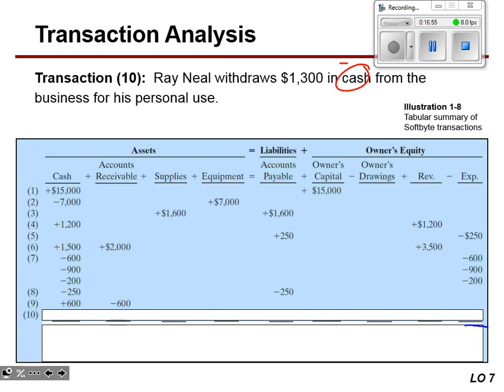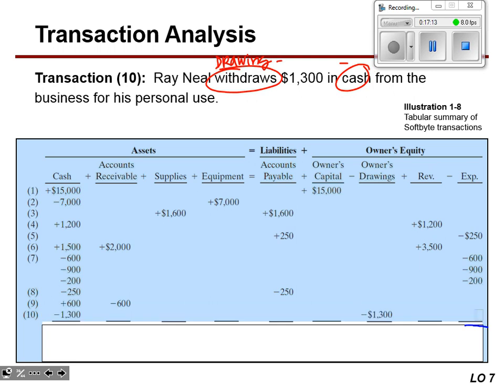Ray Neal withdraws. That's your other account that's called drawing. Is drawing going to positively or negatively impact owner's equity? Ray Neal is sitting happy, but SoftBite is going to see a little bit of a hit. Okay, so you're going to see cash go down by $1,300, and you're going to see owner's drawing go down by $1,300. Just remember in the expanded accounting equation, the plus goes with this, the minus goes with this, plus goes with revenue, minus goes with expenses.